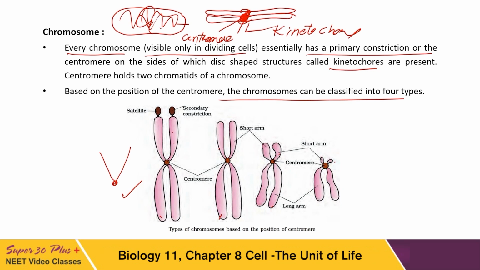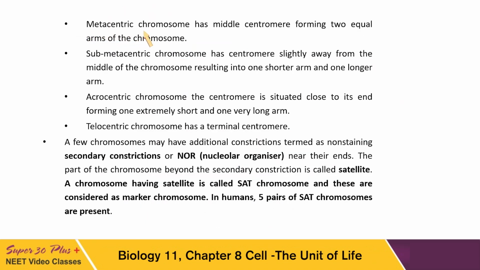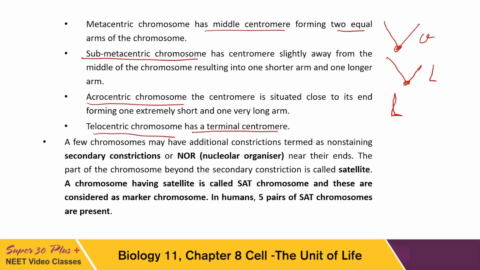So these are the 4 types of chromosome. First I will give the detail, then we'll go back. Metacentric chromosome has a middle centromere, as I told you, where the 2 equal arms are there. Submetacentric chromosome has the centromere slightly away from the middle, so it will be L-shaped. Acrocentric chromosome will be J-shaped, and telocentric chromosome will be I-shaped, that is, it has a terminal centromere.